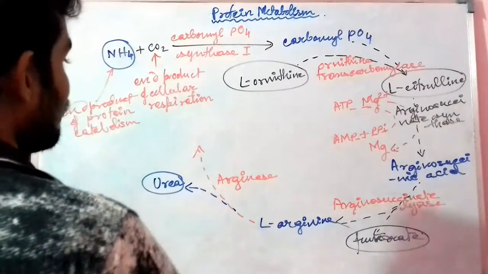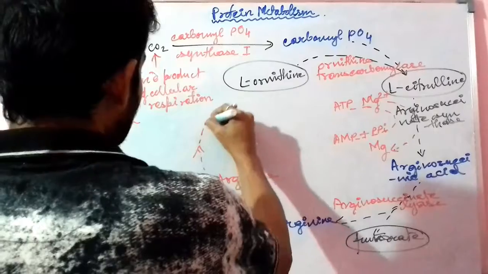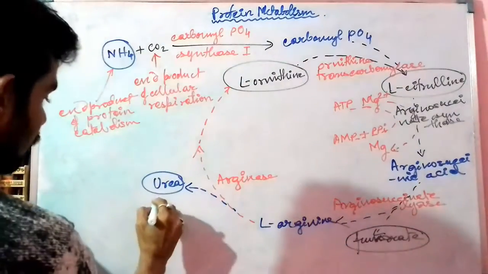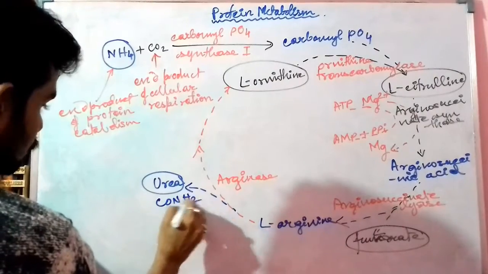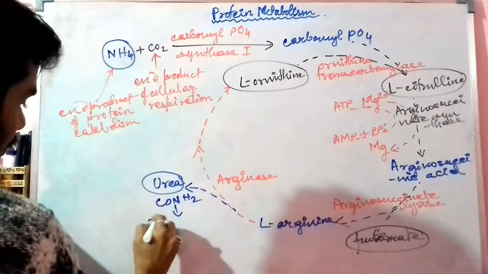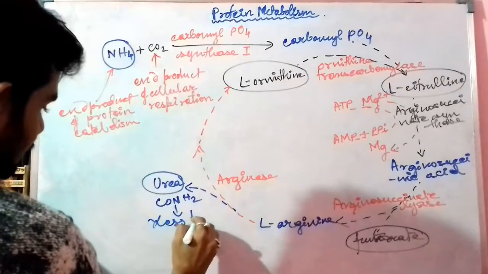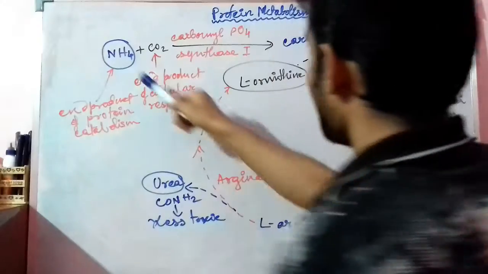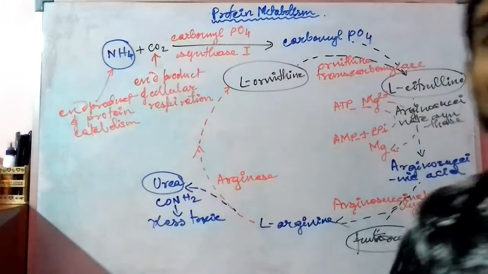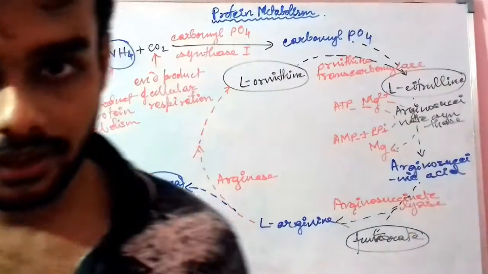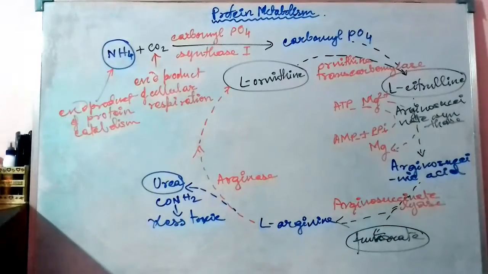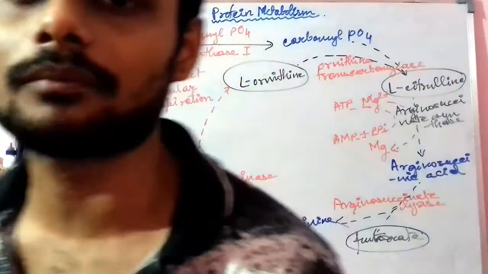So this urea, CONH2, is the least toxic form of ammonia that gets excreted out of the body in the form of urine or through sweat, or sometimes through the stool too, or through the different means of excretion that happen through our body.